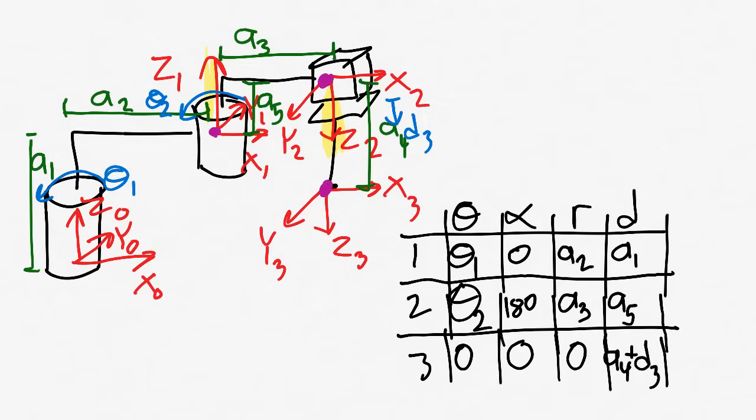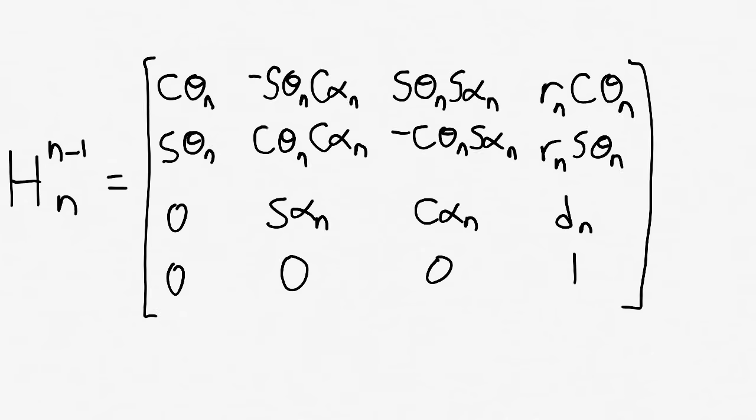It's actually a simple step. The hard step is finding this parameter table. If you've done this part correctly, finding the homogeneous transformation matrix is trivial. Once we've found our parameter table, we can find each homogeneous transformation matrix from frame n-1 to frame n by plugging in the parameters that we found in each row of the table one at a time. And we plug them in like this. In this matrix, I've used the letter C to represent the cosine and the letter S to represent the sine.